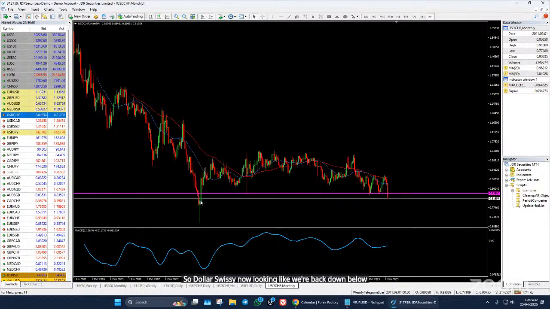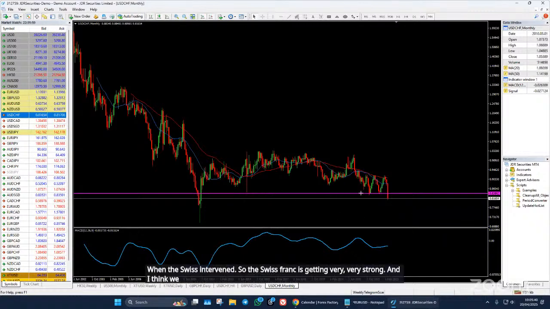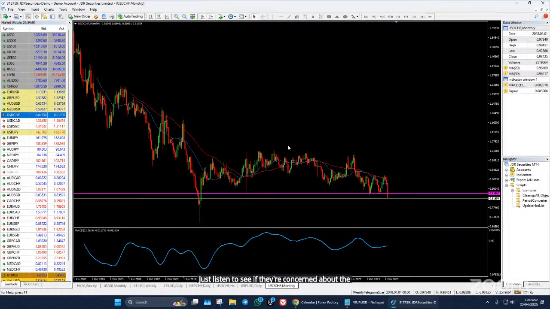The last time we were here was 2010, 2011, when the Swiss intervened. So the Swiss franc is getting very, very strong. And I think we should pay attention to that. I think you should keep an ear out for any news from the SNB, the Swiss National Bank, any talk of possible intervention. Just listen to see if they're concerned about the strength of the Swiss franc. If you hear that, just be very careful. But just listen out for it, okay? If you're not hearing anything about that, that's a good sign, okay? Because they intervened in the past and it was very messy.